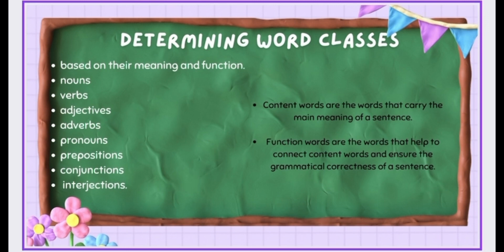Determining word classes. Words in a language can be classified into different groups based on their meaning and function. These groups are called word classes, lexical categories, or parts of speech. There are 8 traditional word classes. These are nouns, verbs, adjectives, adverbs, pronouns, prepositions, conjunctions, and interjections.